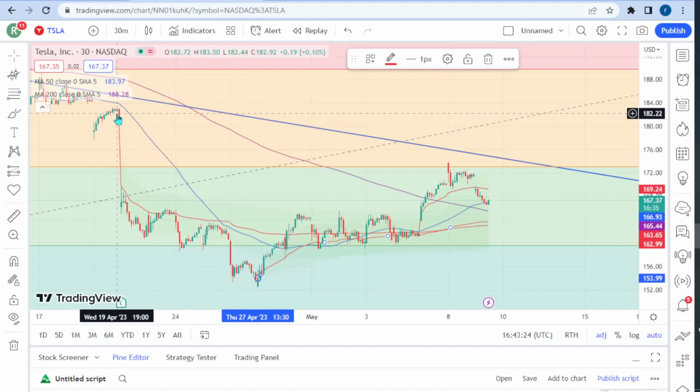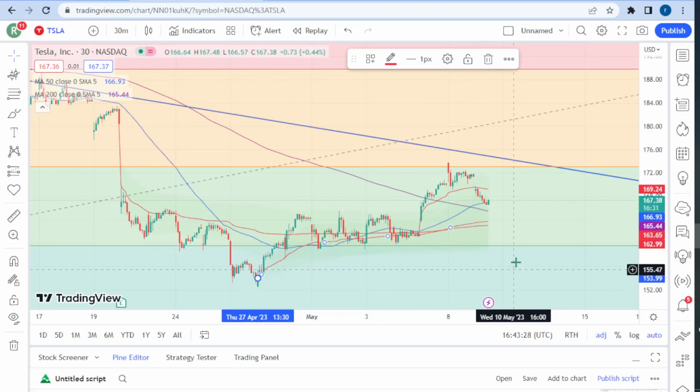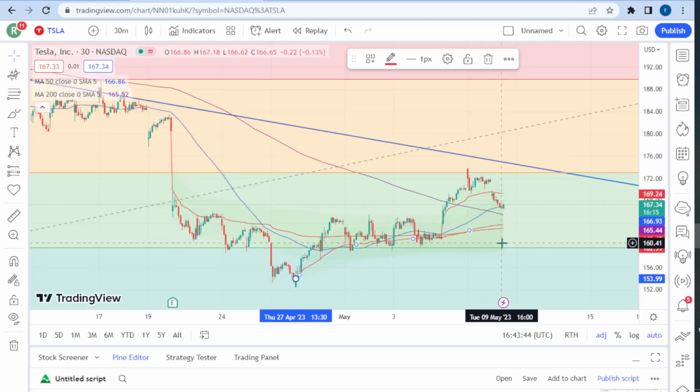Now, note that this anchor right here and that anchor pretty much line up around that same area, right around that 163-ish area. So what that's telling me is if we lose that area right there, then yeah, we're going to come right back down to that fib retracement level right around that 159.50-ish level. So things to watch out for.